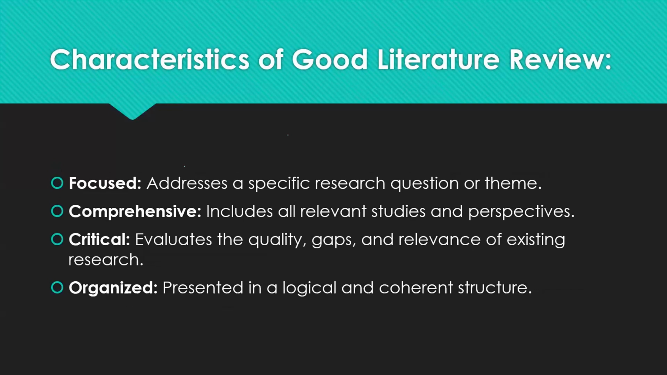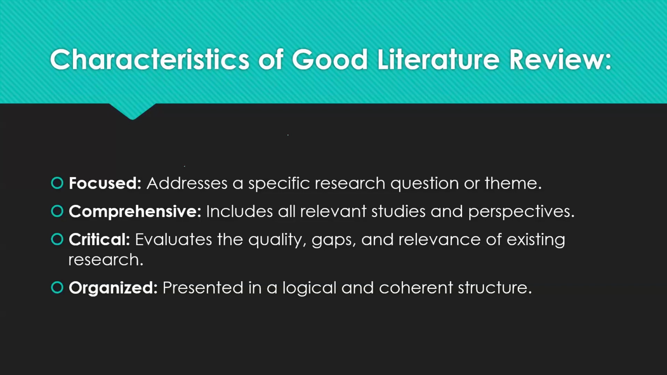Next is characteristics of a good literature review. It has 4 characteristics. First one is focused. Focused in the sense that the literature review needs to be well executed and addressed. You should be very specific in your research question or your theme, so that it helps to narrow down the scope to ensure that the review remains relevant and directly related to the research objectives alone. So your focus should be in a proper manner.